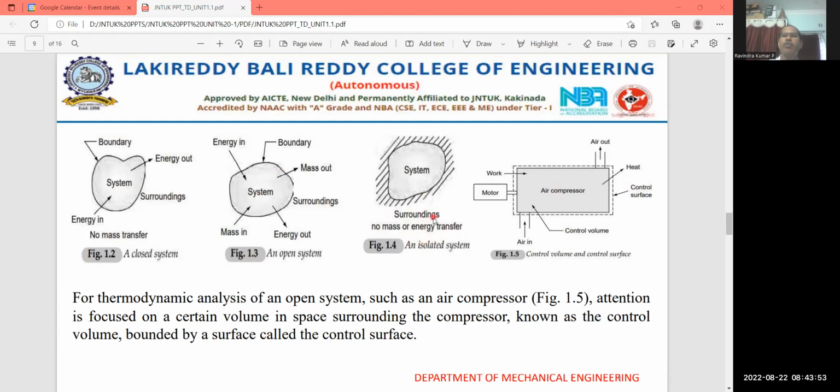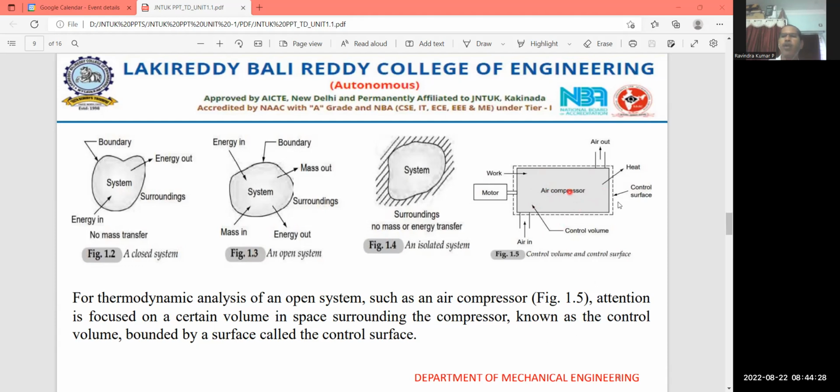So this is all about the system, that is different types of a thermodynamic system. But here, one thing you have to understand is what is meant by control volume and control surface. Control volume is nothing but a region in space where much attention is given or it is focused on a certain volume. This is the volume, a certain volume in space surrounding the compressor.